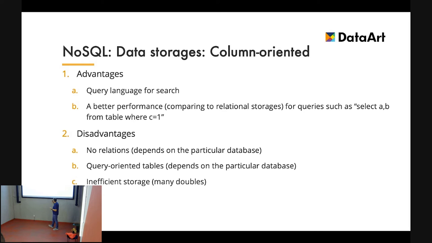For example, the next disadvantage is query-oriented tables. It is a way provided by Apache Cassandra to make joins. And also, if we have query-oriented tables, we will have inefficient storage because we will have many duplicates.